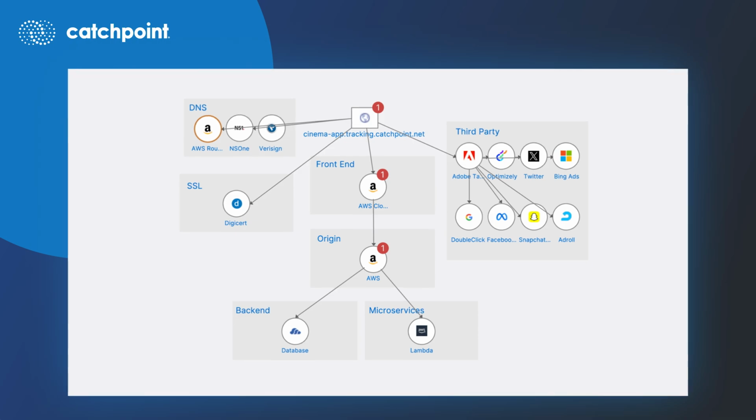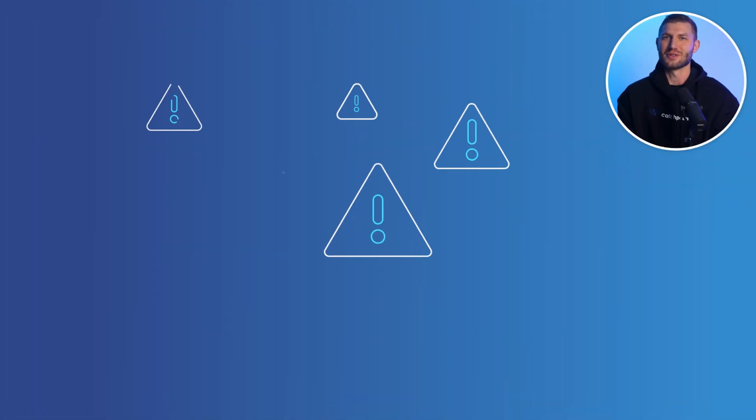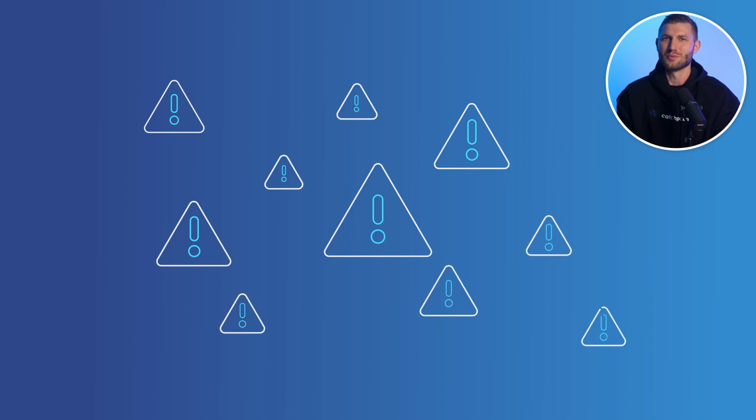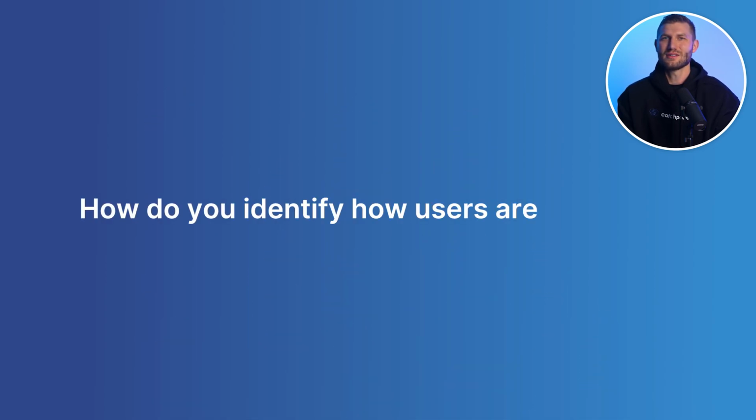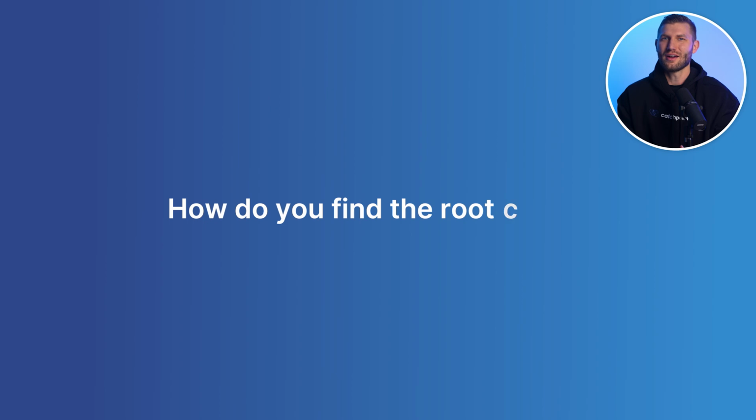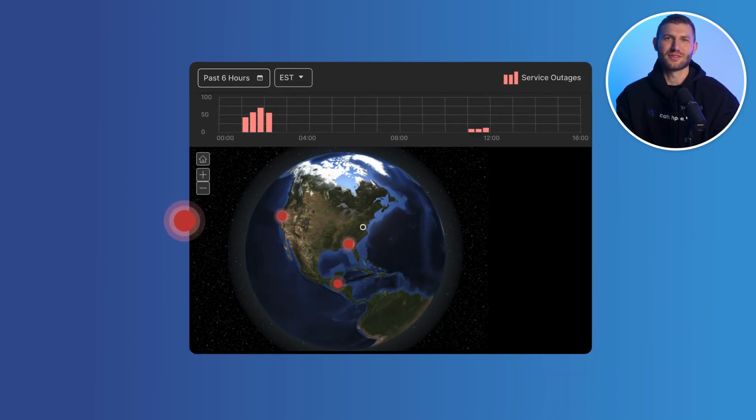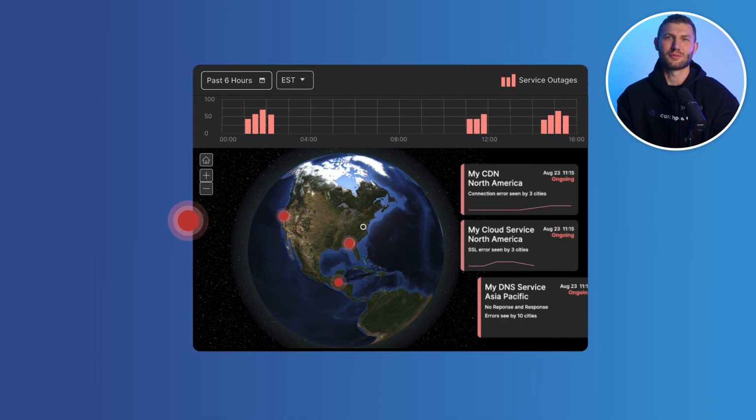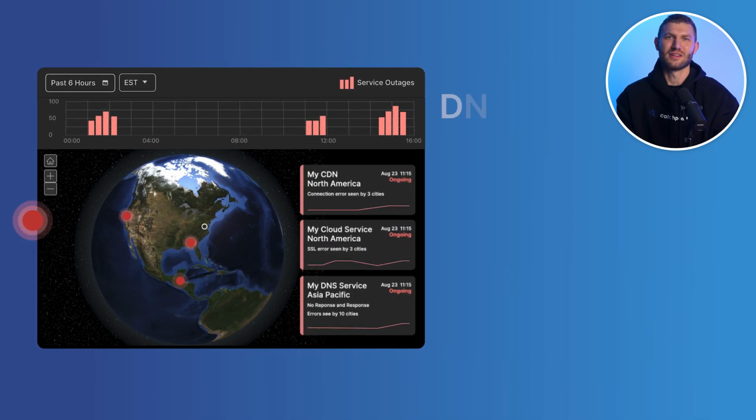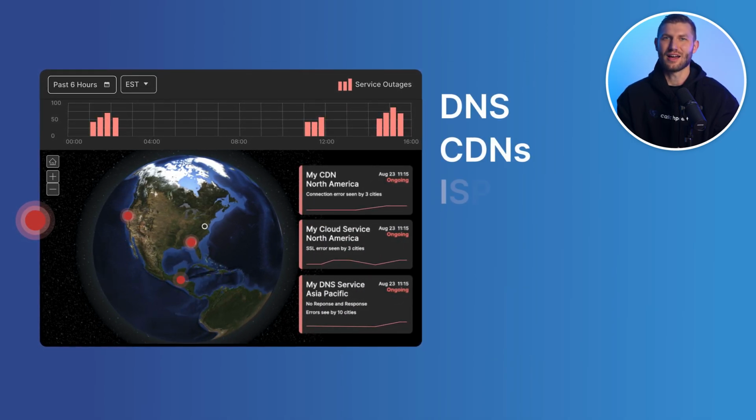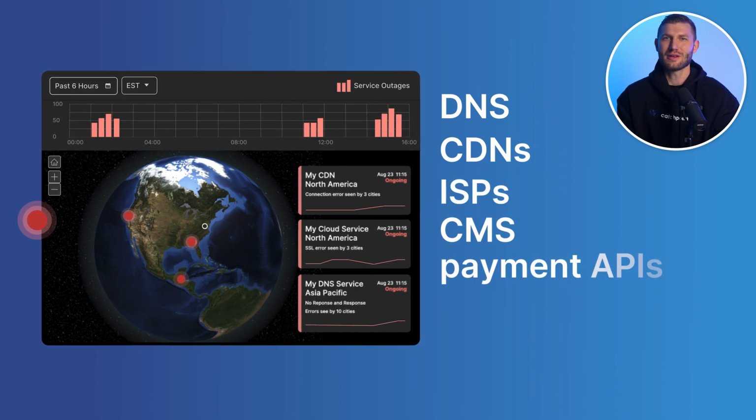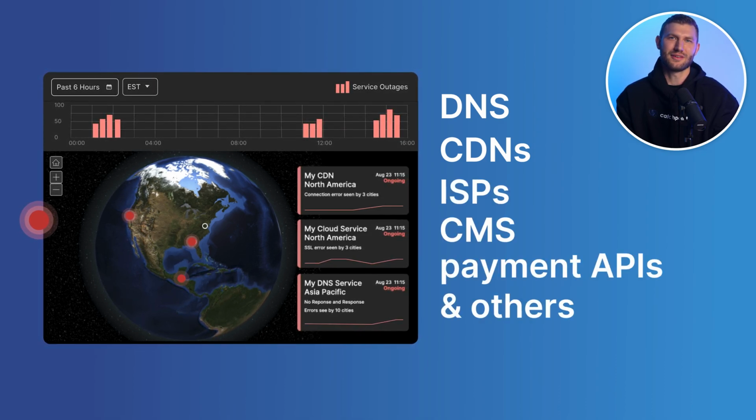and user experience. So imagine this, you get an alert from OpsGenie or PagerDuty. We would normally go into a war room with a dozen people. How do you identify how users are impacted? And how do you find the root cause? Well, you would see global internet performance, such as real-time health from cloud providers and their services, DNS, CDNs, ISPs, CMS, payment APIs, and other critical dependencies.